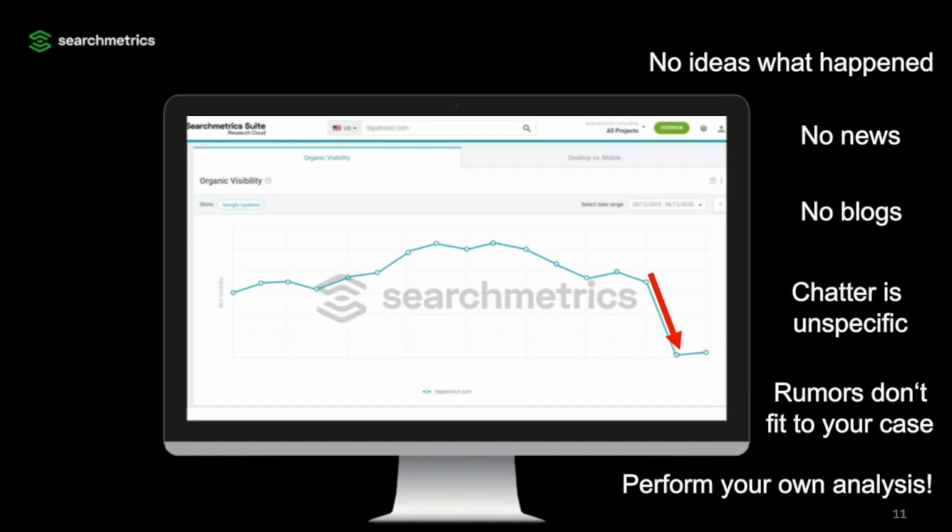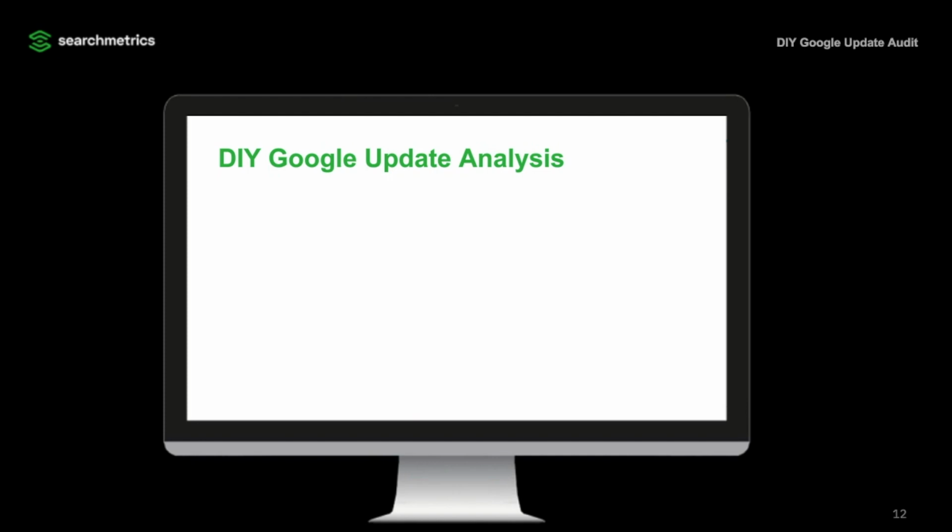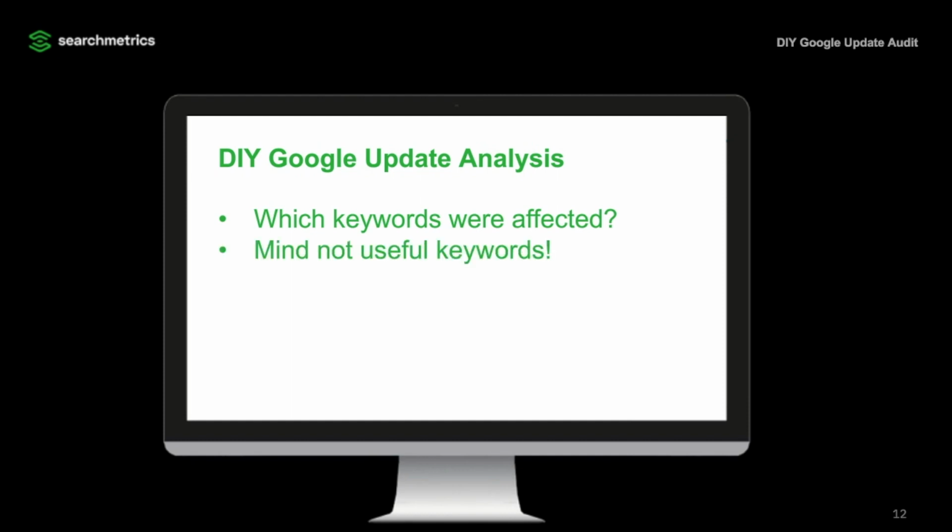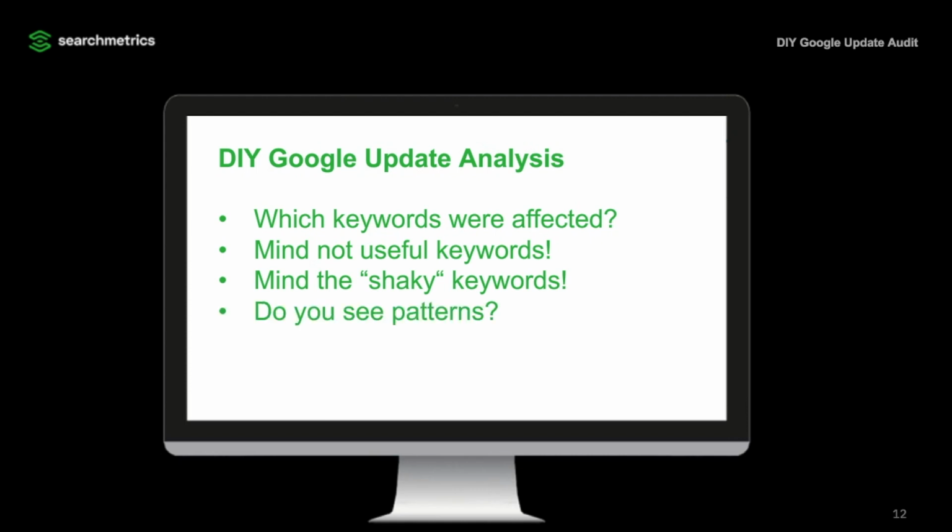What has changed for you, for your industry? So these are the steps for your do-it-yourself Google Update analysis. You first have a look at the keywords that were affected. Be careful about those keywords that are not useful. I will explain this a little later. And mind those shaky keywords as well. Do you see any patterns? If so, look who's benefiting and check for the differences. So this is basically the process that you need to follow. How this is done in detail, we're going to look at right now.